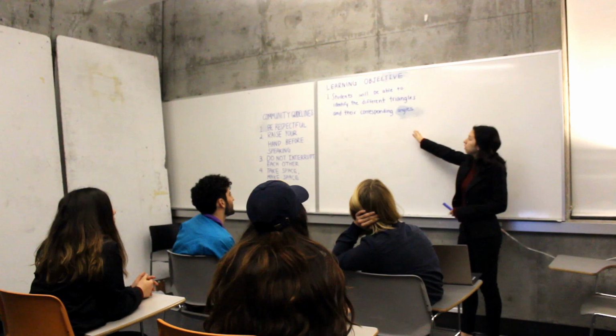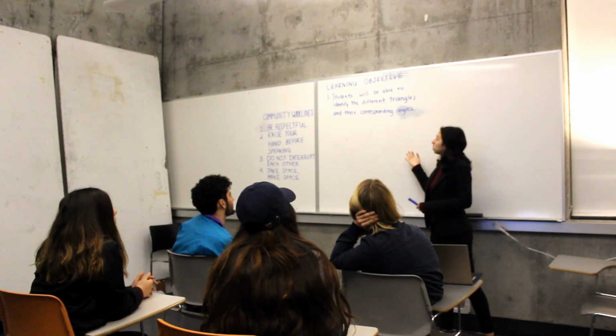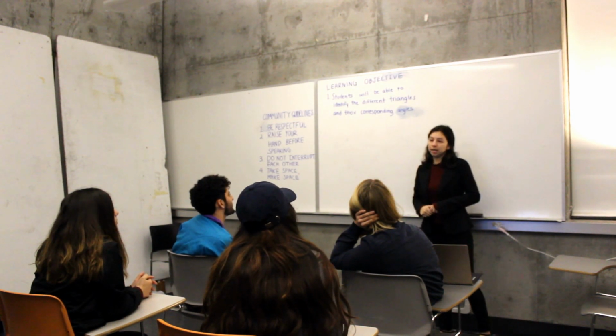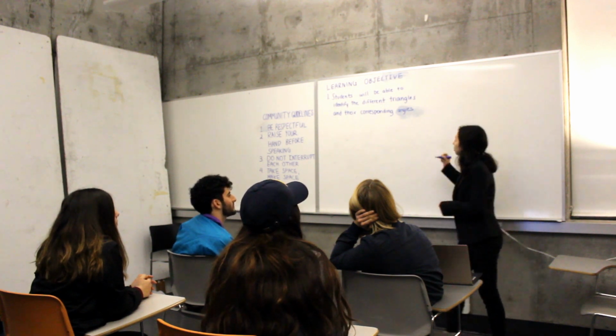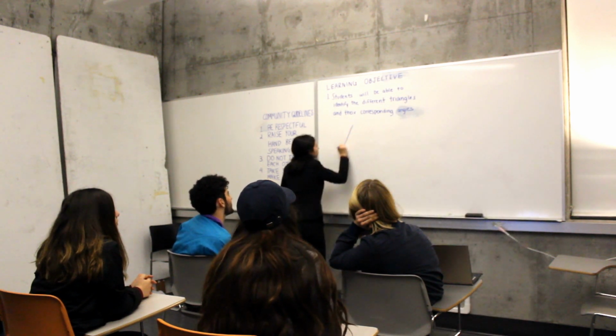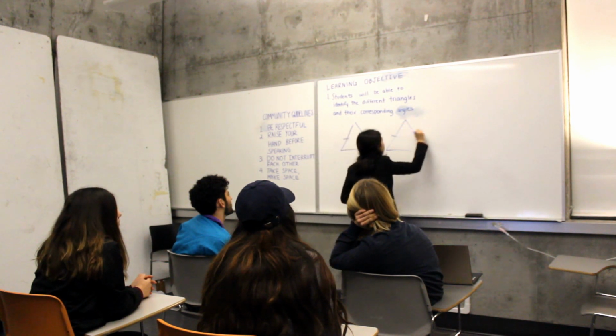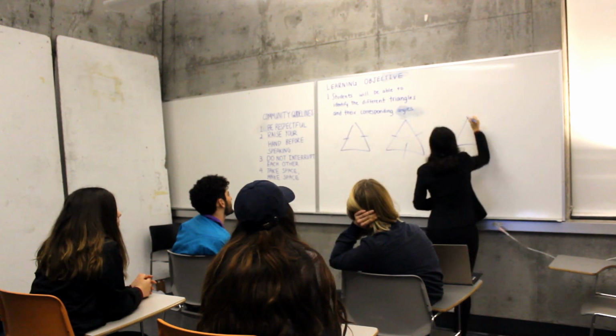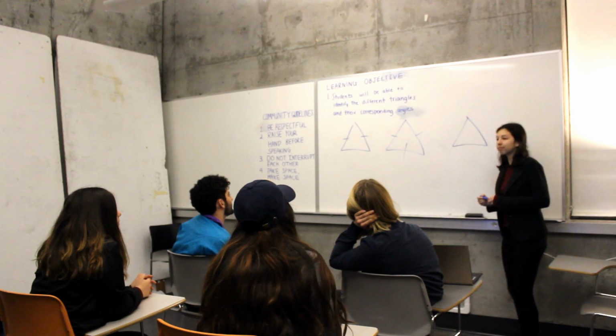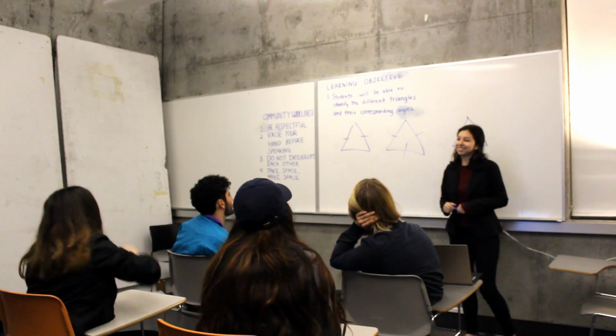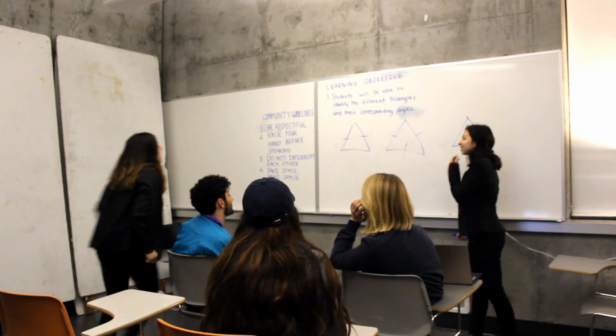Then just the learning objective, which is that you guys are going to be able to identify the different triangles and the corresponding angles. Okay, so I'm going to start by drawing 3 triangles. You might notice something different about them. Does anyone want to come up and tell me? Linda, thank you for volunteering.